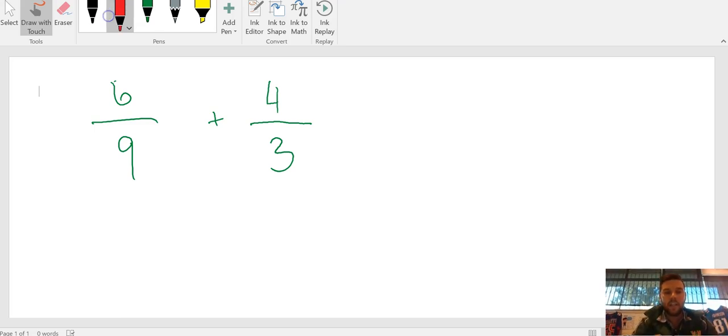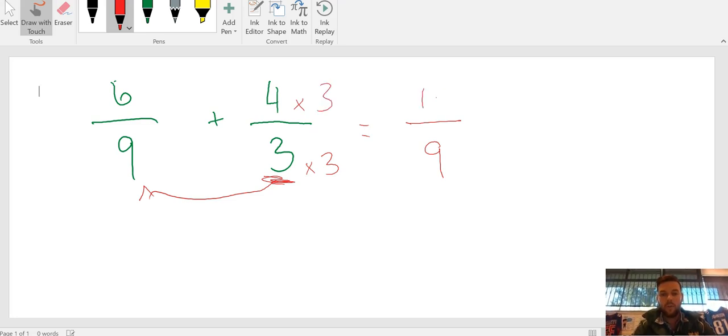Now, we should be able to see that 3 goes into 9. So all we need to do is change this particular fraction. So what do we do to get 3 to 9? We multiply that by 3. So 3 times 3 is obviously 9. And then whatever we do to the bottom, we do to the top, which would be 4 times 3, which would be 12. Now we can add 12/9ths plus 6/9ths, which would equal 18/9ths.